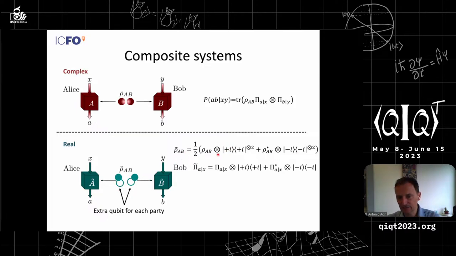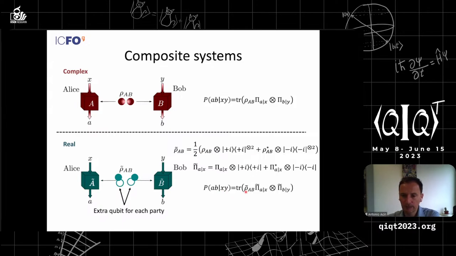Again, you can see that this state is real because if you take the complex conjugate, these two things exchange, but it's symmetric, so you have the same state. And now for each party, you use the same trick for the qubit received, so each local system is duplicated and the global system has a dimension which is multiplied by two to the number of particles. But I hope you understand that this is a valid state, a valid measurement.